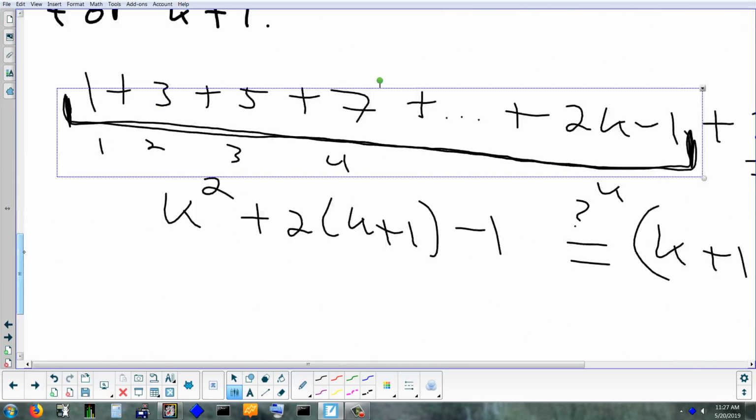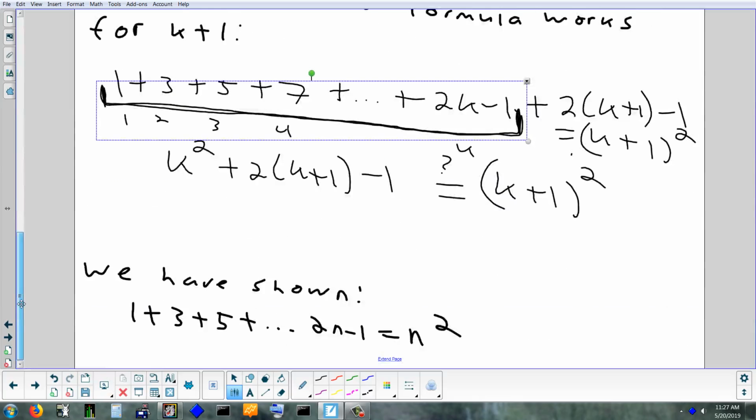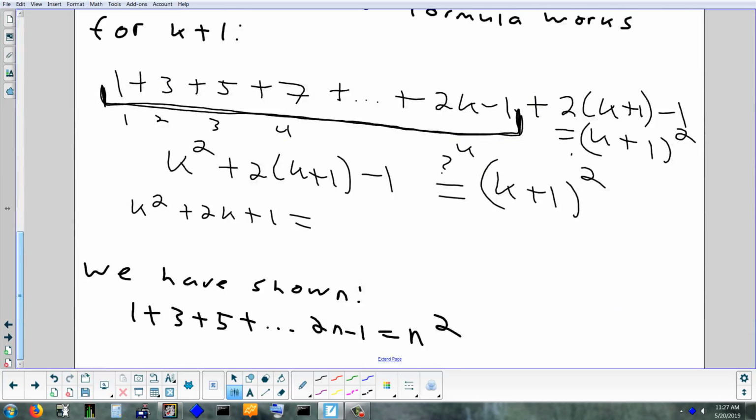Okay, so let's see what happens. We have not shown yet, but we will. Okay, so this is going to be k squared. What did I say 2 times k plus 1 minus 1 comes out to? Okay, so that's the left. And the question is, when you FOIL out the right and do k plus 1 times k plus 1, what do you get?